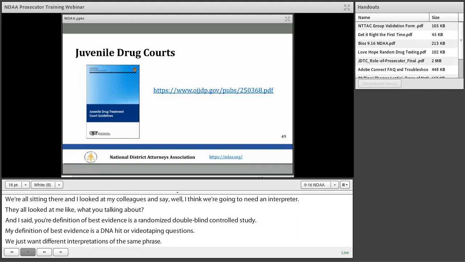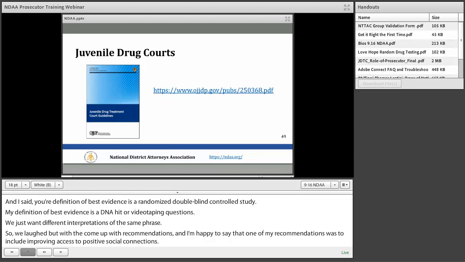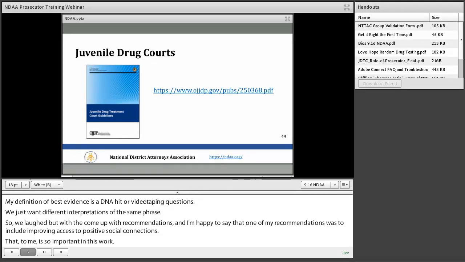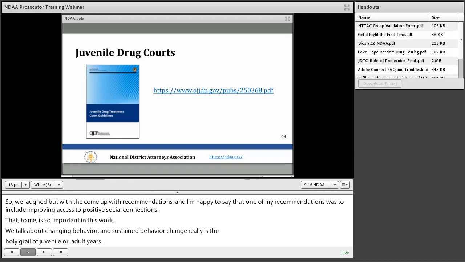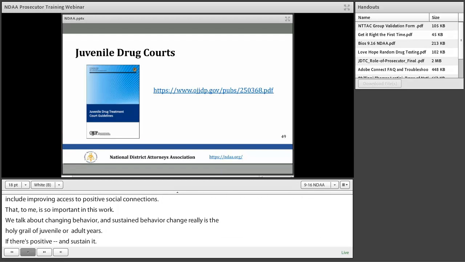We laughed, but we did come up with recommendations, and I'm happy to say that one of my recommendations was to include improving access to positive social connections, because that to me is so important in this work. We talk about changing behavior, and sustained behavior change really is the holy grail of juvenile or adult court. If there's problem behavior, we want to change it and sustain that change. We realize the role of peers and the role of community activities have such an important role, especially when we're looking at juvenile drug treatment courts.